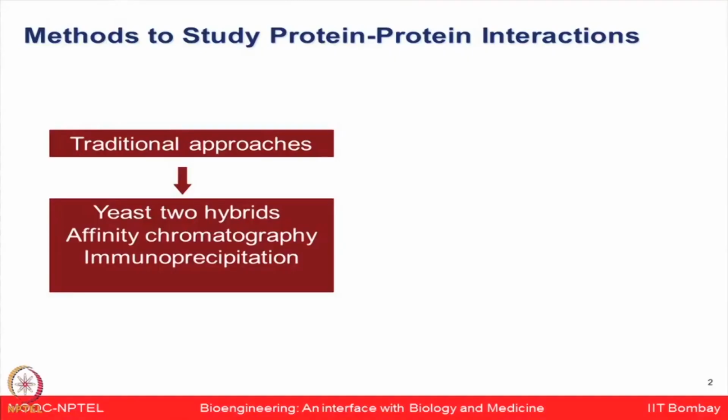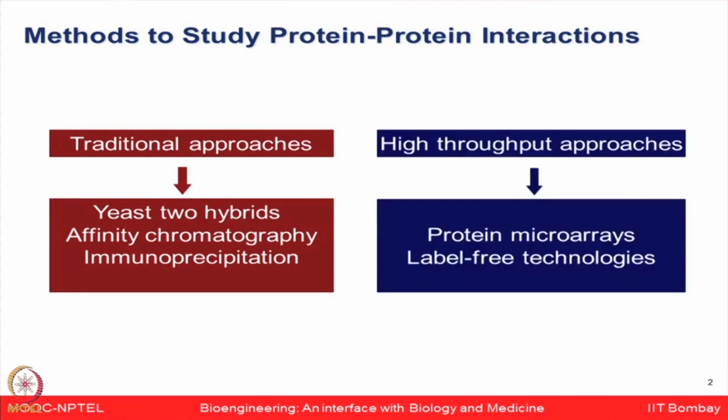Conventionally, there have been different methods used to study protein-protein interactions. For example, traditional approaches including yeast two-hybrid, affinity chromatography, and immunoprecipitation methods were used. More recently, high throughput methods like protein microarrays, surface plasmon resonance and other label-free technologies have been used for studying biomolecular interactions.